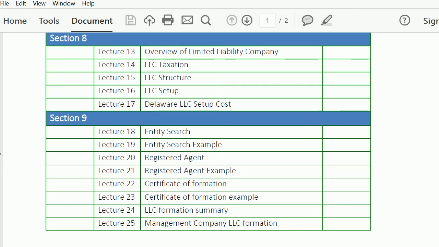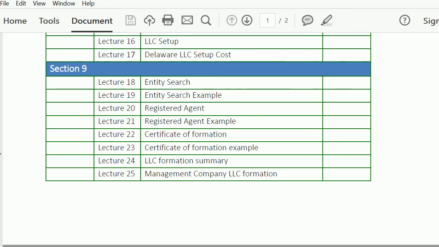One of the requirements in Delaware and in many other states when you want to form a management company or a limited liability company is to have a registered agent. So we'll go through how to find a registered agent, and we'll go through an actual example of a registered agent. Then we want to be able to form the management company or the LLC. So we'll go through the certificate of formation, an example of it, and how to actually fill that form out. Then we'll look at the summary of what we have accomplished so far with the LLC and the management company.